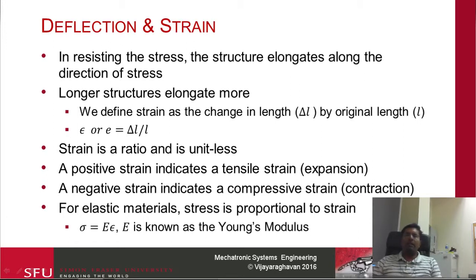Tensile strain corresponds to an expansion, things becoming larger. Negative strain, or a compressive strain, makes the object smaller. For an elastic material, the strain is usually proportional to the stress. It's given by this equation: sigma, which is the stress, is equal to E times epsilon, where E is the Young's modulus, or the modulus of elasticity.